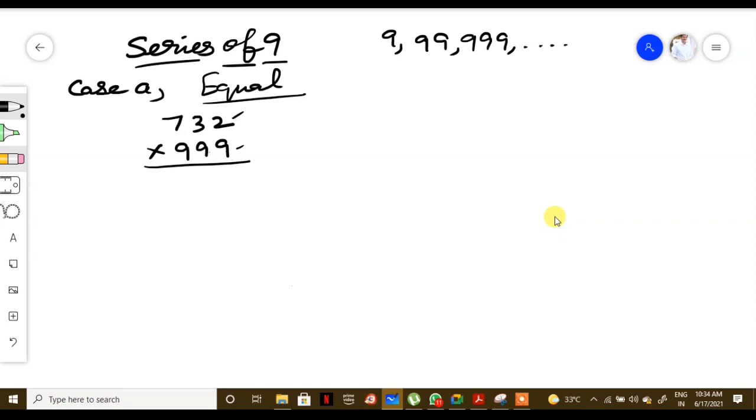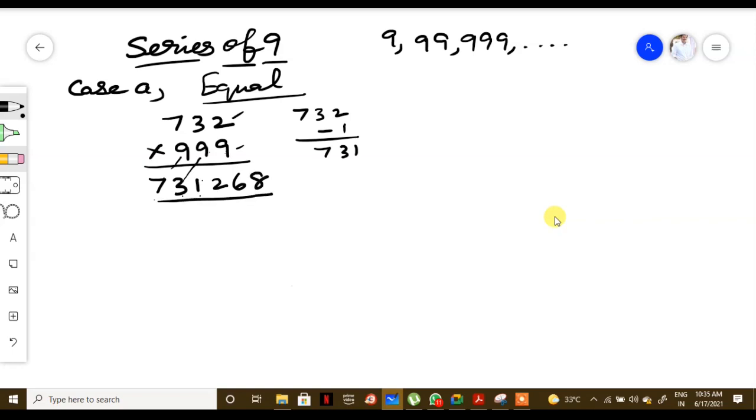First we have 732. Just subtract 1 from this number. 732 minus 1 is 731. Am I right? 731. Now just subtract every digit from 9. 9 minus 7 is 2. Next, 9 minus 3 is 6. 9 minus 1 is 8. So we got the answer in a single step.